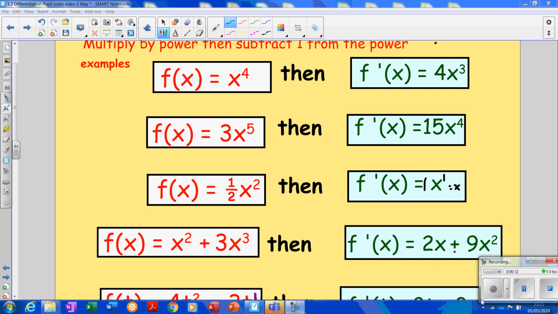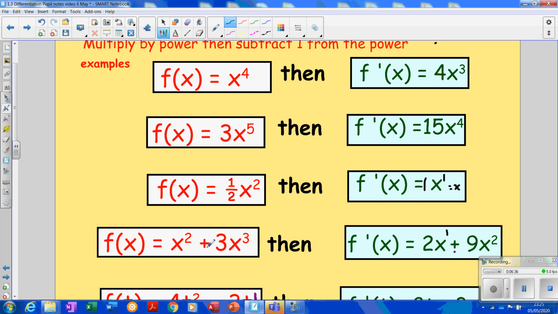Now we can move on to take the derivative if you've got things that are added together or subtracted. So if you've got a string that's added or subtracted, you can do each term individually. So we'll do the x squared, multiply by the power becomes 2, take 1 away from the power becomes 2x to the power of 1, which is 2x. Okay, so 2x to the power of 1 is the same as 2x.